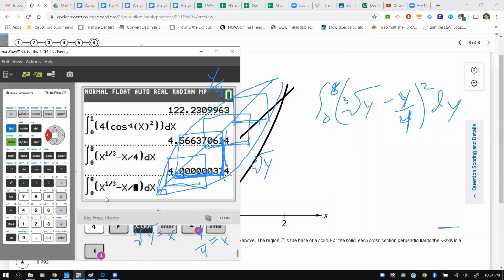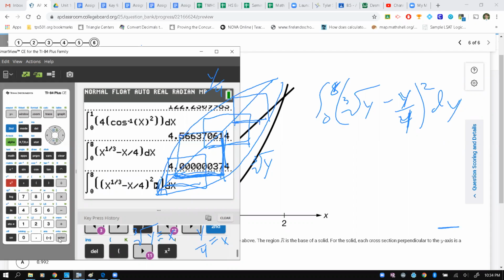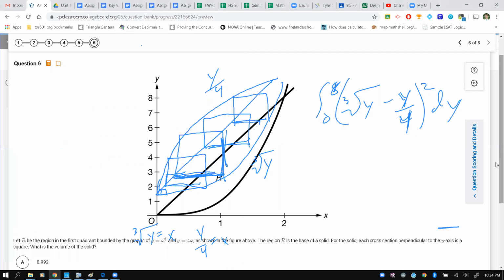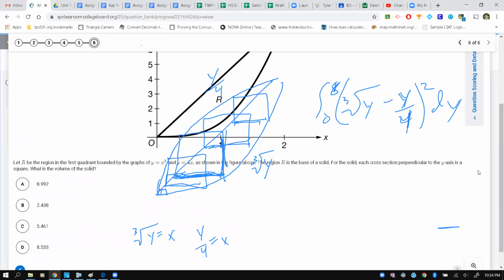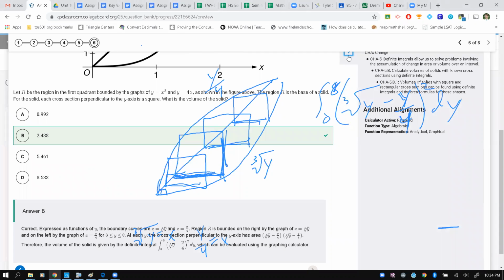Okay, so then can I just copy this? And then add another set of parentheses. Insert parentheses. Squared. There we go, 2.438. Now, is that an option? Yeah, that's an option. That's B. Is that the correct answer? It is. All right, good.